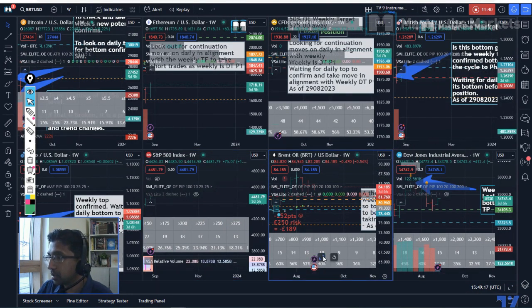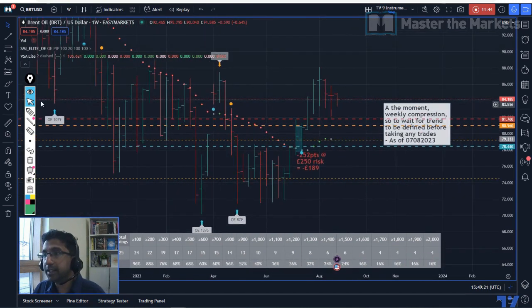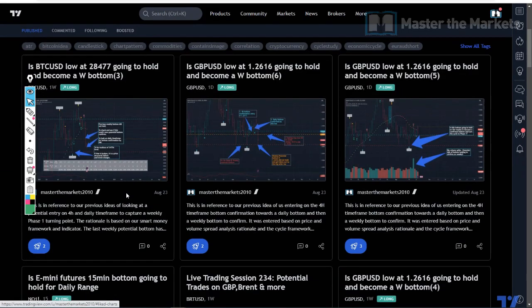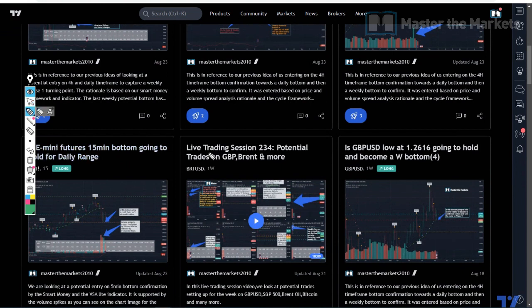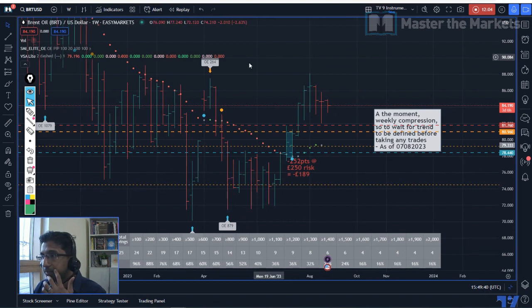Brent, on the other hand, traders. Interesting. I did take a look at this in last week's video as well. Remember that under ideas, if you take a look, under live trading session 234, we took a look at this as well. Brent oil, remember? And then we analyzed all those positions. Over there, traders, what we did take a look at is this bottom got confirmed here, right? So we're quite a bit far off from there.